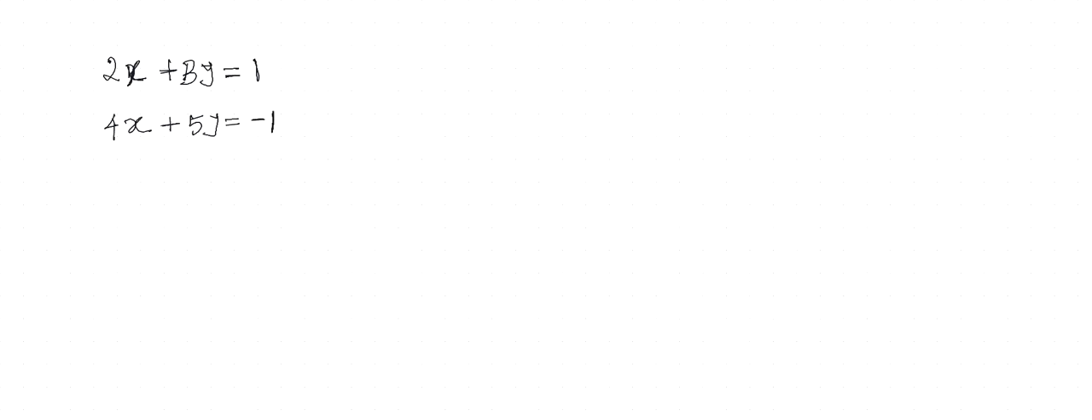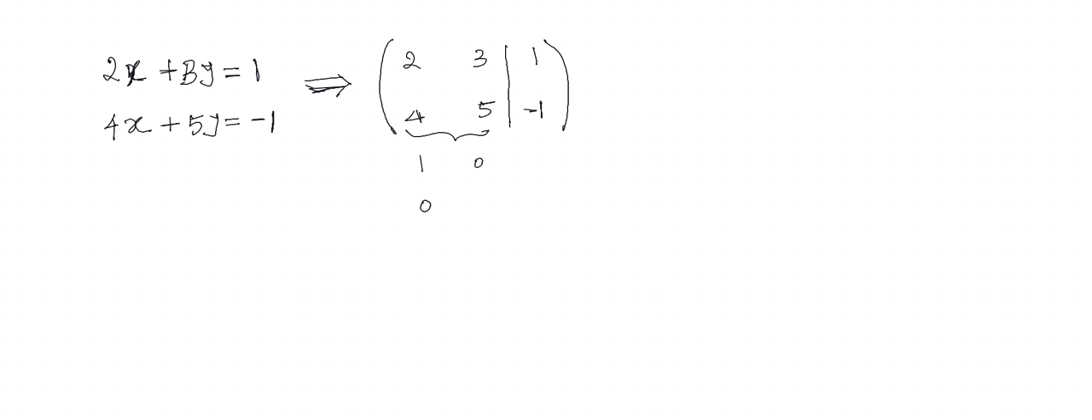What this procedure is, you write the matrix like this. This is converted into 2, 3, 4, 5, and put a vertical line and put the 1 and -1 here. Is that okay? Yes. So the target is to convert this into 1001, 0, 1. That will straight away give you the answer for X and Y here.